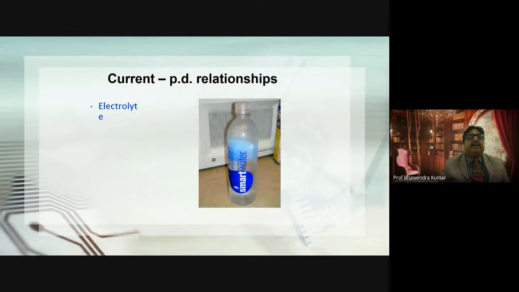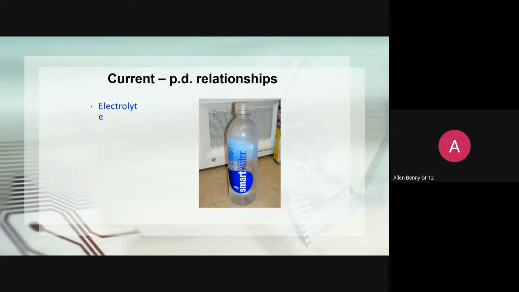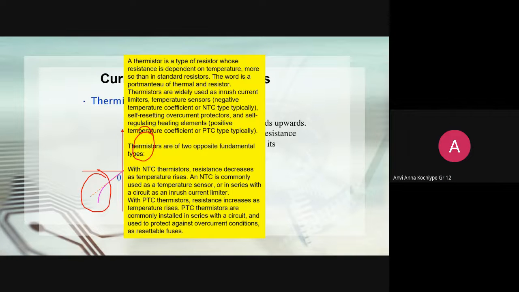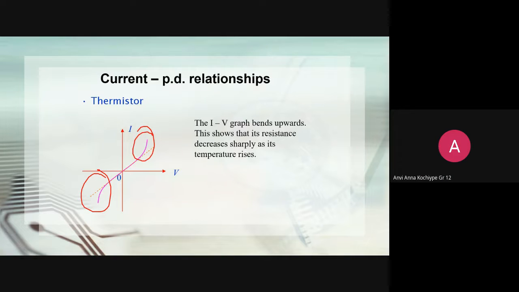Then we have the electrolyte graph for 1 second. It is just the reverse of the thermistor. So just confirming, a thermistor is when the resistance changes with temperature, right? Resistance changes. Okay, thank you, sir.